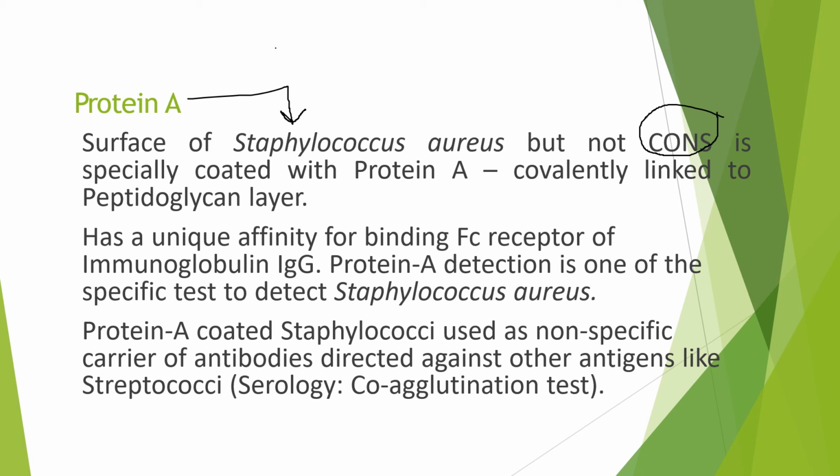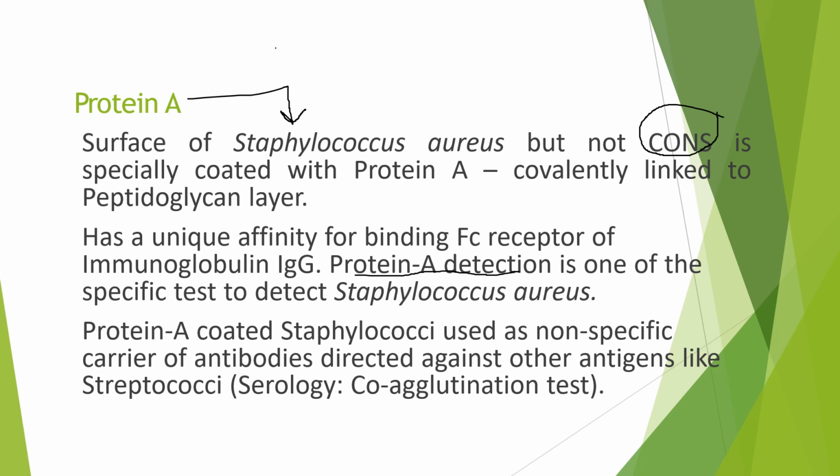It has a unique affinity to the Fc receptor of immunoglobulin IgG, specifically IgG3. Protein A detection is one of the specific tests to detect Staphylococcus aureus. It doesn't produce any specific reaction, but this protein A helps in detection. This protein A coated staphylococci is used as a non-specific carrier of antibodies directed against other antigens, like streptococci.